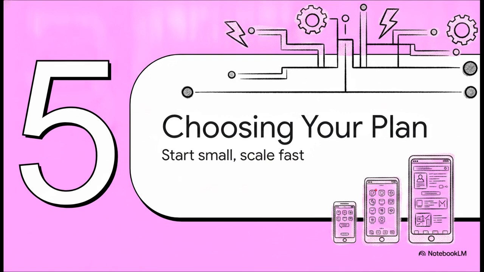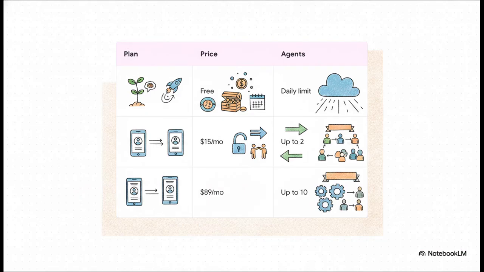Section 5. Choosing your plan. Start small, scale fast. Ajath's entire philosophy is start small, scale fast. And this pricing structure reflects that beautifully. You can jump in right now on the starter plan for absolutely free. And get this, it comes complete with 100,000 free tokens just to let you explore what's possible.